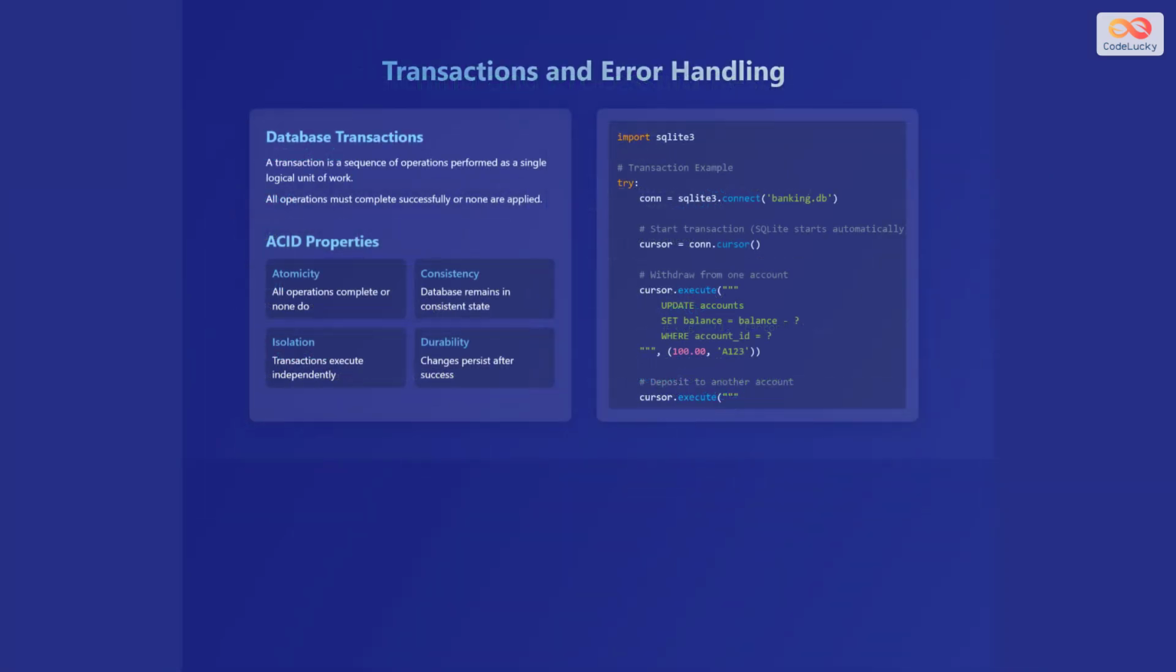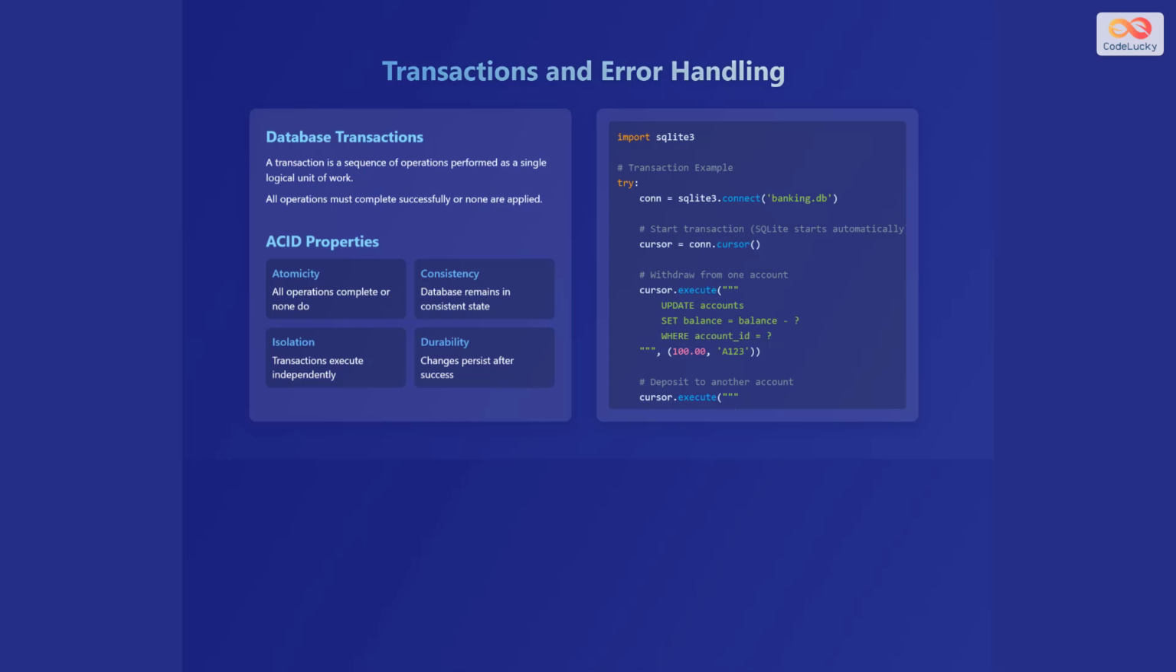A transaction is a sequence of operations performed as a single logical unit of work, where all operations must complete successfully or none are applied. Transactions have the ACID properties: atomicity, consistency, isolation, and durability. Atomicity ensures that all operations complete, or none do. Consistency ensures that the database remains in a consistent state. Isolation ensures that transactions execute independently. Durability ensures that changes persist after success.